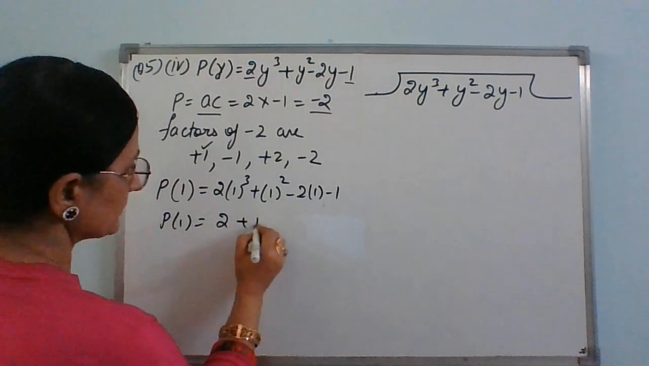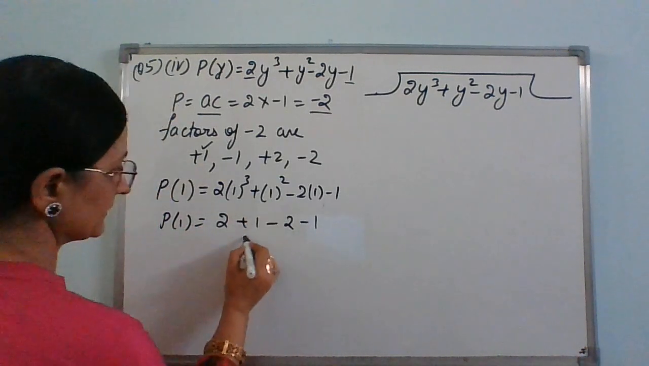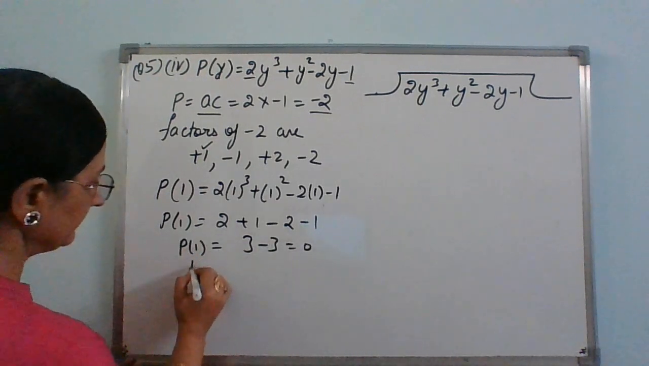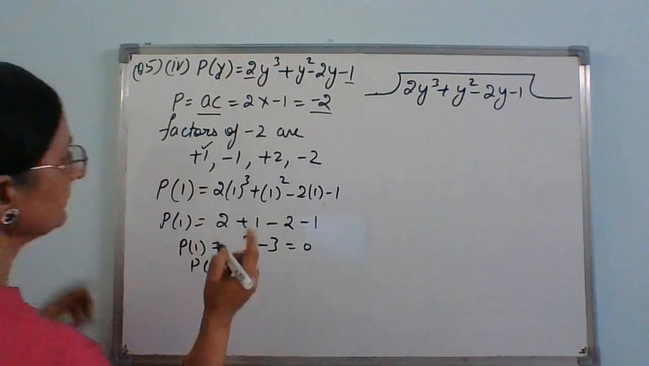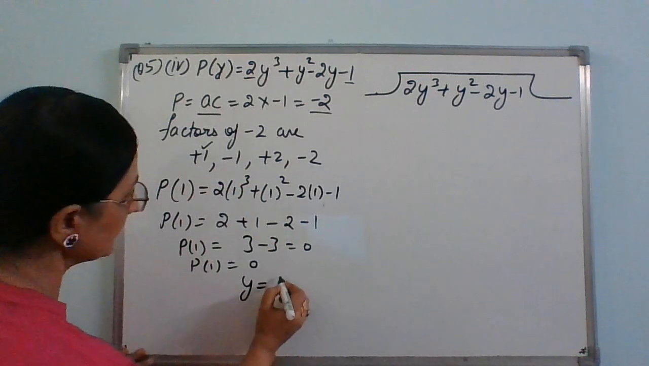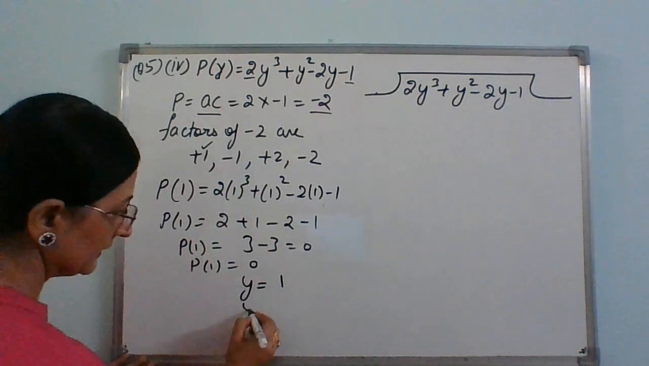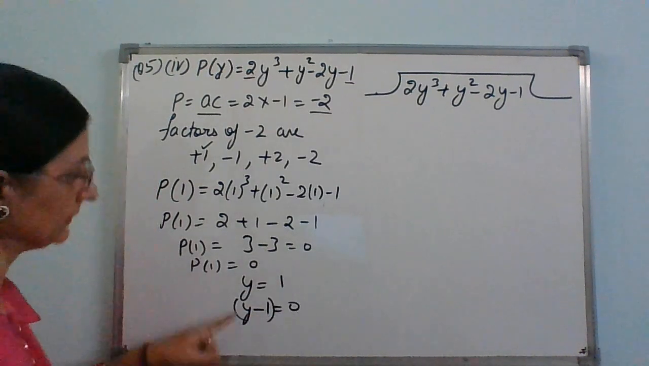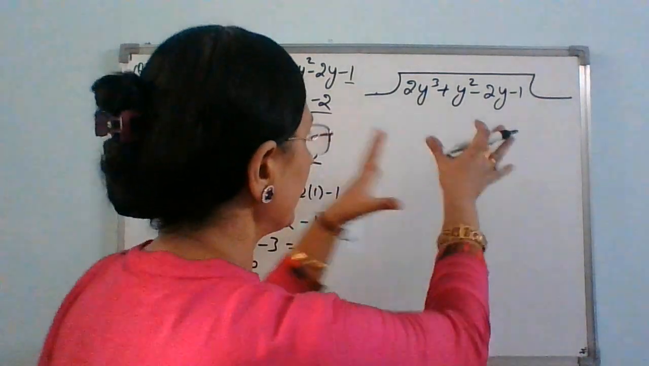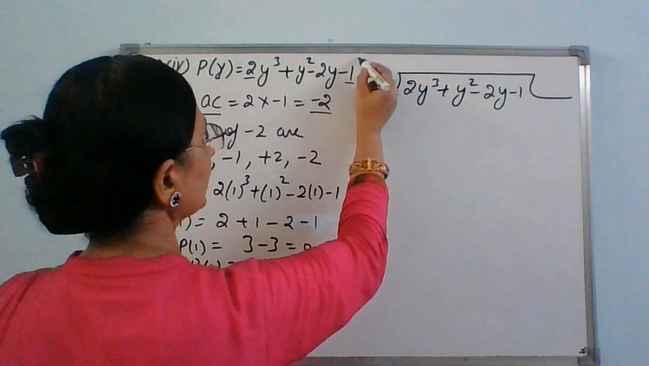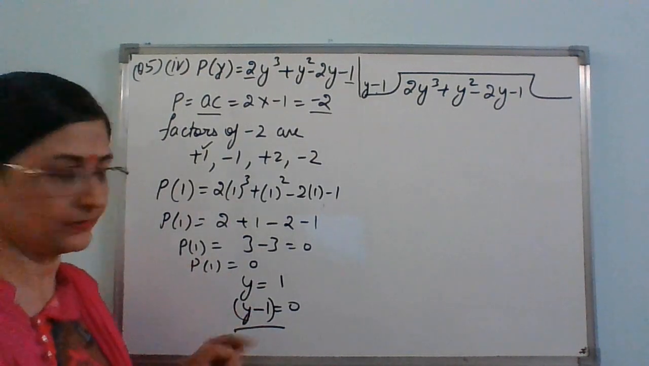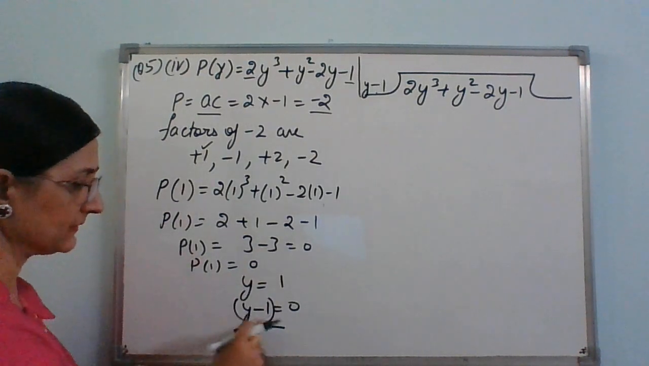2 1s are 2, +1, -2 1s are 2, -1. This is 3 and 3, that is 0. So here P of 1 is 0, means the value of y is 1. So bringing it to the left side, it becomes -1, and so this is a factor. It will perfectly divide this, right? So now let us do the long division here. Y -1, because here y minus 1 is a factor. We got the value y is 1, 1 comes to the left side, this is a factor.